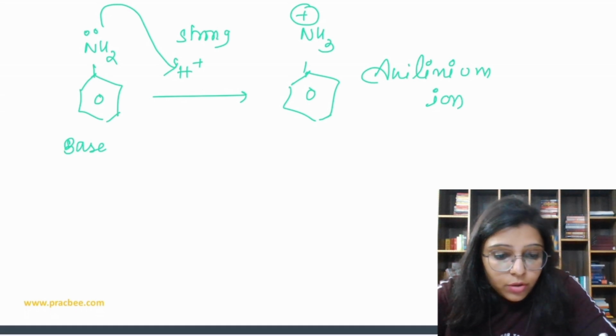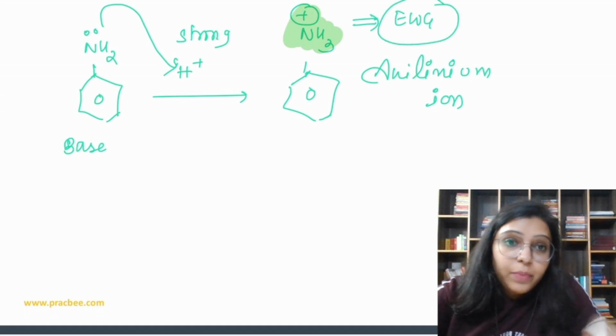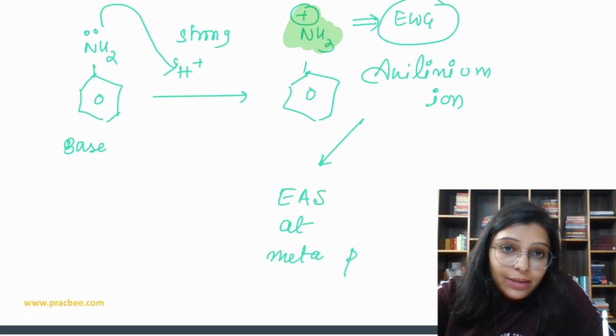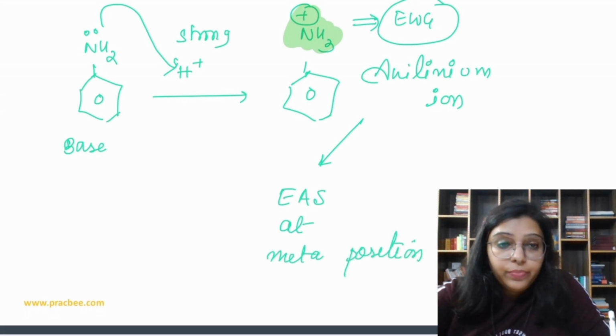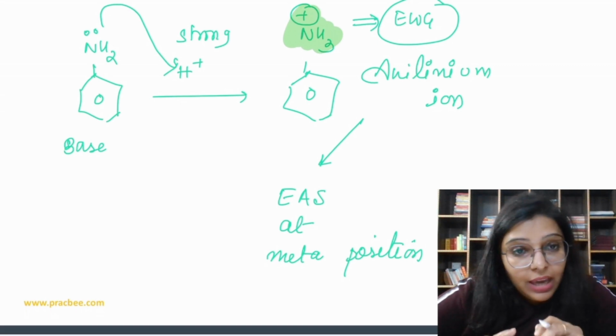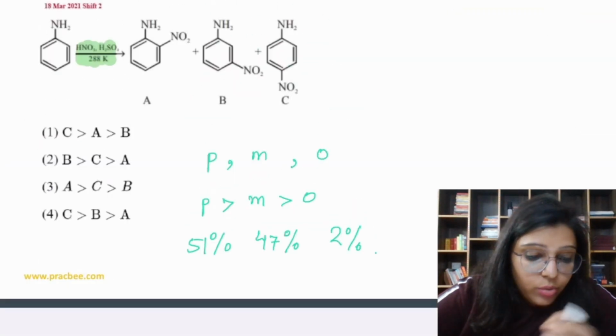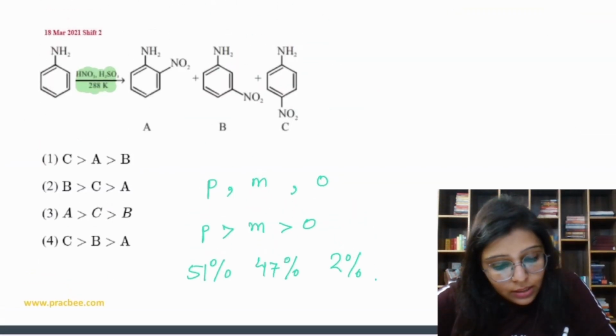Now this NH3 positive becomes an electron withdrawing group. So if it becomes an electron withdrawing group, it shows electrophilic aromatic substitution at the meta position. Clear? So that's why we have para, meta and ortho all. So ortho is going to be 2%. So the answer is, this is para.